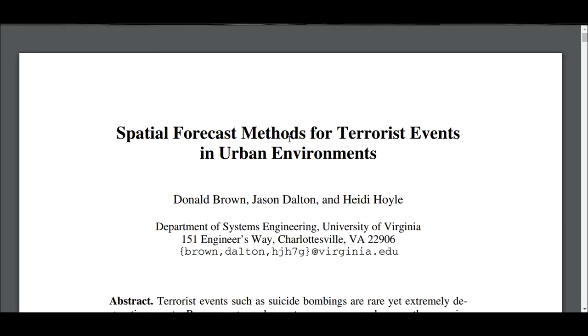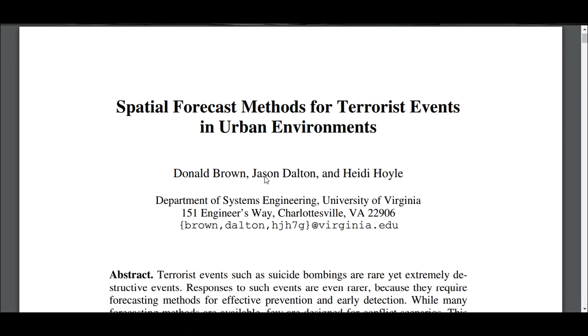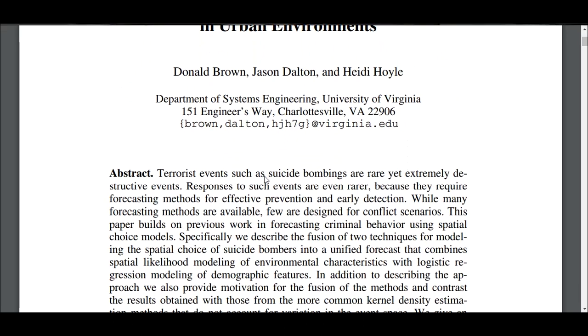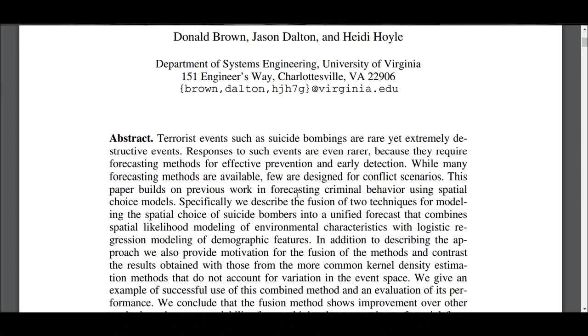I've selected this paper on spatial forecast methods for terrorist events in urban environments. This paper aims to use geospatial predictive analytics to make use of the suicide bombing patterns in past incident locations and try to use that pattern to actually develop a model which can predict future suicide bombings. So our problem statement or the project definition is pretty simple. It is trying to predict future suicide bombing events. So I'll try to explain some of the important points from this paper.